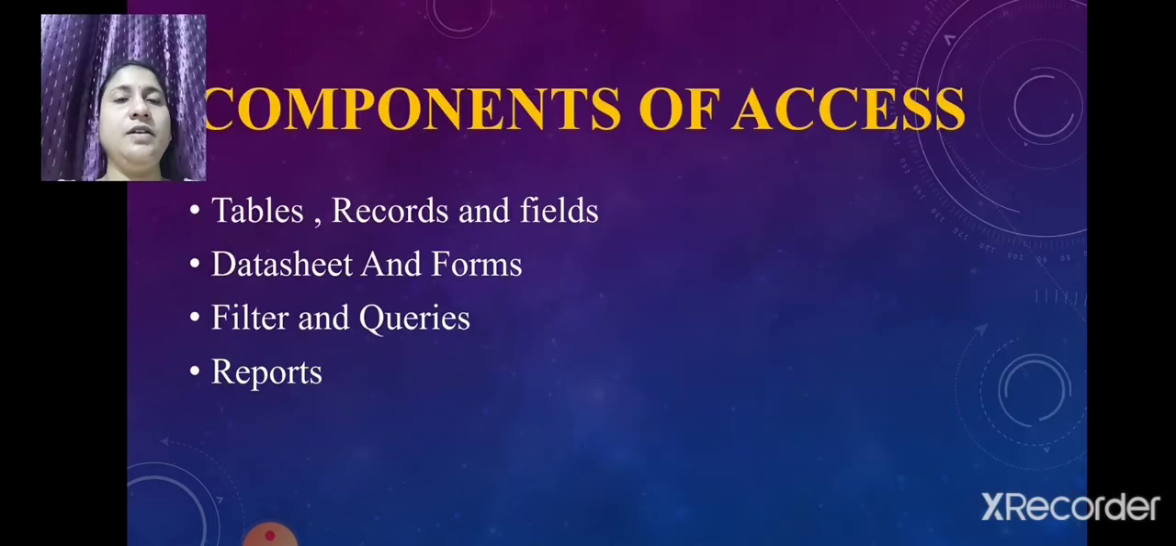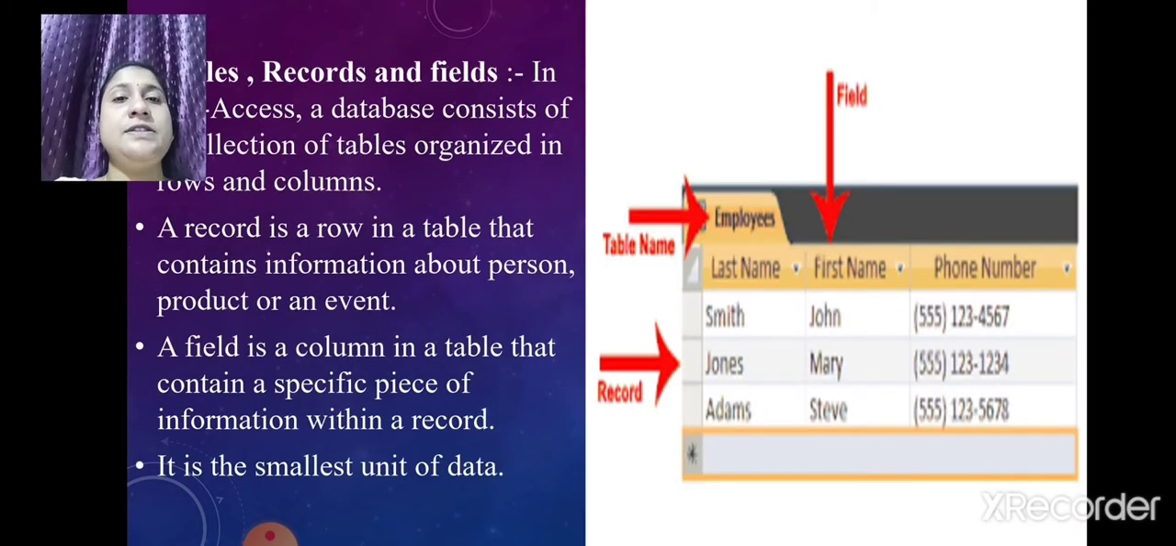Okay, now the next is components. So components of Access. Which are the components used in Access? Tables, records and fields, datasheet and forms, filters and queries, and the last is reports. So we are going to see these one by one. First is tables, records and fields.